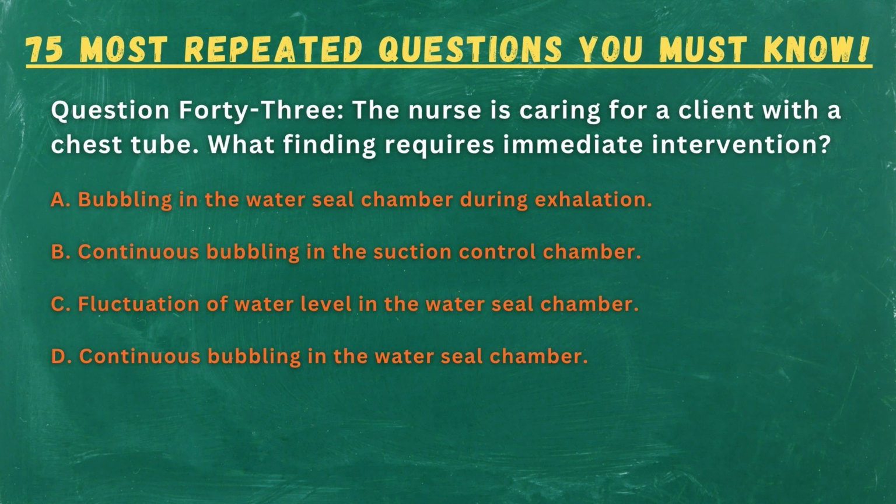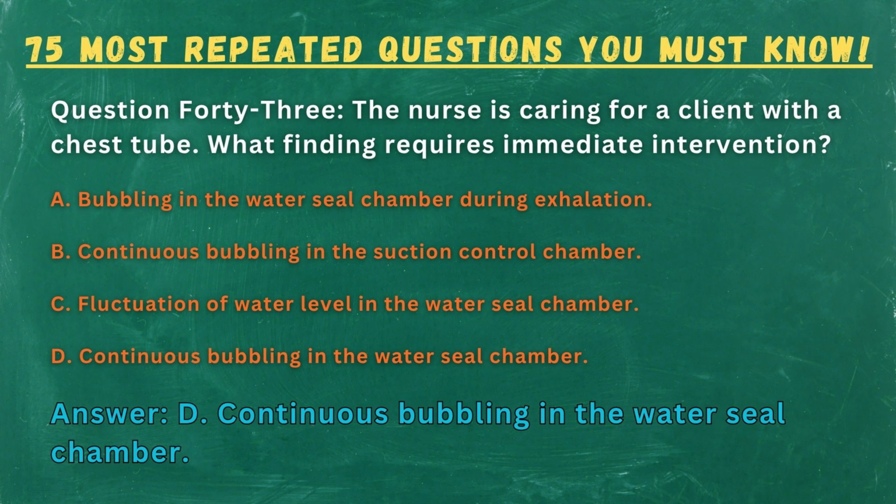Question 43. The nurse is caring for a client with a chest tube. What finding requires immediate intervention? A. Bubbling in the water seal chamber during exhalation. B. Continuous bubbling in the suction control chamber. C. Fluctuation of water level in the water seal chamber. D. Continuous bubbling in the water seal chamber. Answer: D. Continuous bubbling in the water seal chamber.